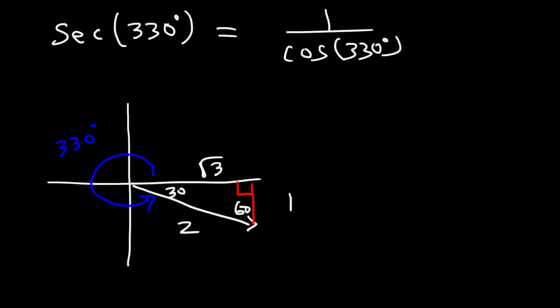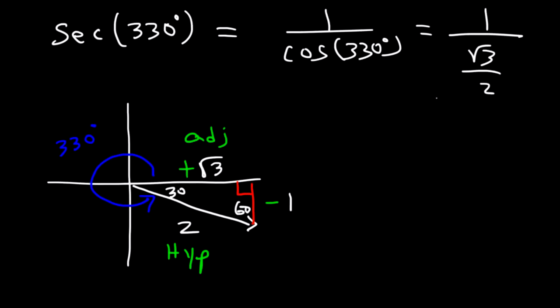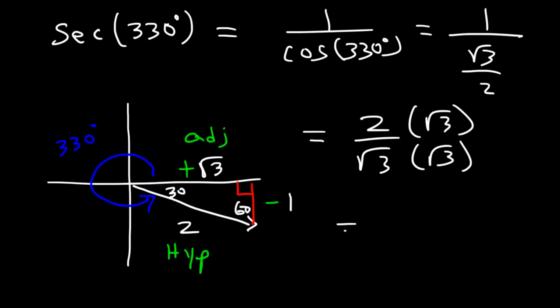Now in quadrant 4, x is positive, y is negative. So now we could evaluate cosine of 330. Cosine is equal to the adjacent side divided by the hypotenuse. In quadrant 4, cosine is positive. So cosine is going to be adjacent, square root 3, over hypotenuse, which is 2. And if we flip it, 1 divided by square root 3 over 2 is 2 over square root 3. Next, we need to rationalize it. So therefore, secant of 330 is 2 square root 3 divided by 3.